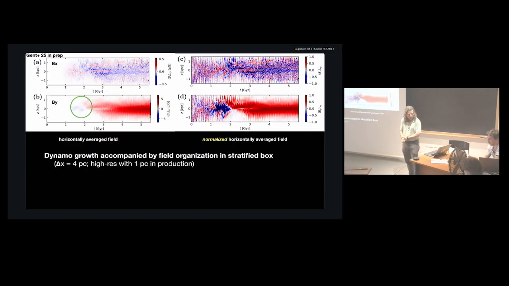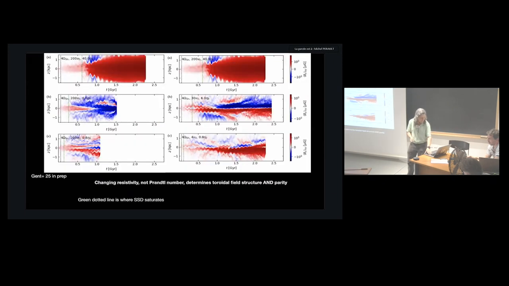And we find that as the dynamo grows, particularly the large-scale dynamo grows, we also get organization. And so the toroidal field actually undergoes field reversals while it's growing and then becomes dominant in a single direction. This is the normalized field. This is the actual field. So you can see the geometry changing. And again, we made the point that changing the resistivity, not the Prandtl number, determines the structure and the parity.